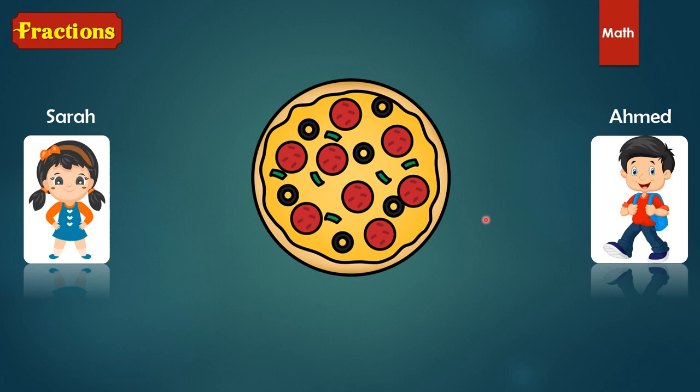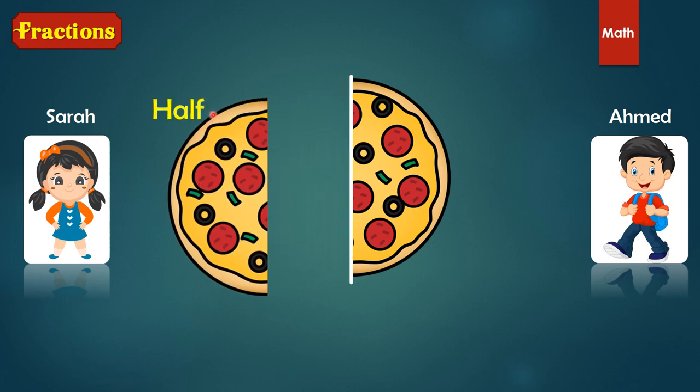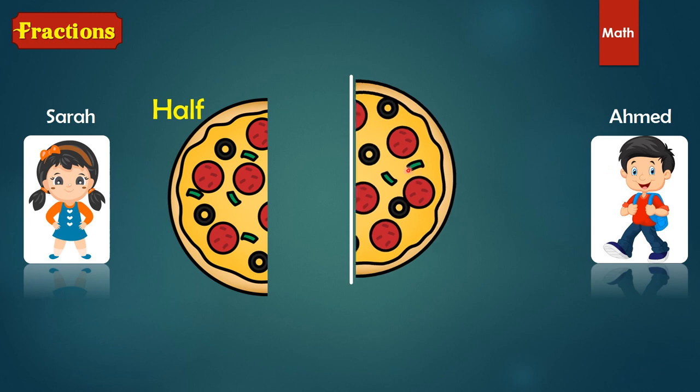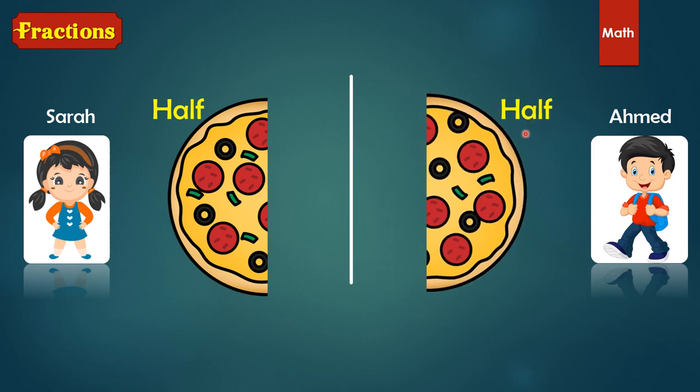How can we do it? At first, we will split this pizza into two equal parts, like that. So Sarah will take half the pizza and Ahmed will take the other half of the pizza, right? I think you know half and half, right? When we share the pizza between two and we cut the pizza into two equal parts, every part we call it half.